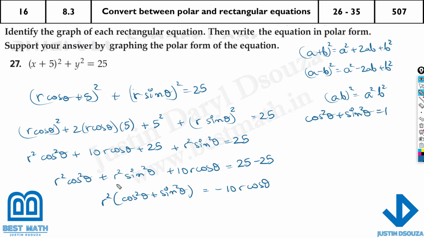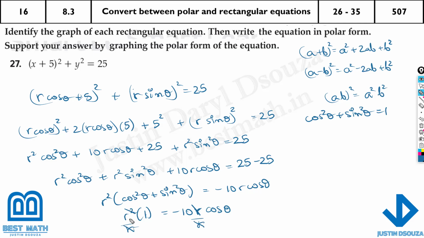These are the formulas which we have to remember. So it's r squared times 1 is equal to minus 10r cosine theta. But look at this, this r and r squared. If you divide both the sides by r, this r and r cancels. The power is gone. It's basically dividing both the sides by r. Imagine like this.